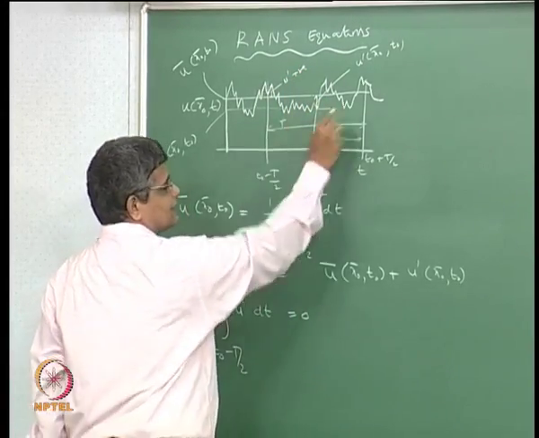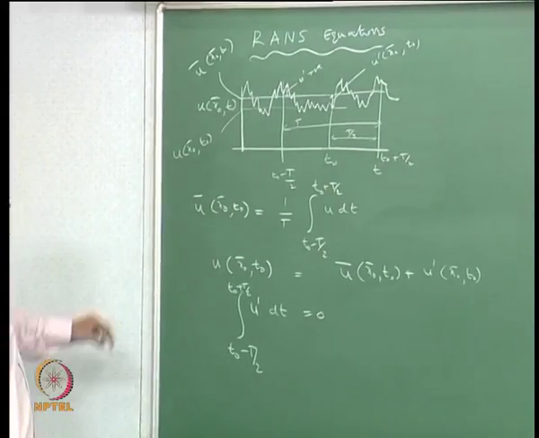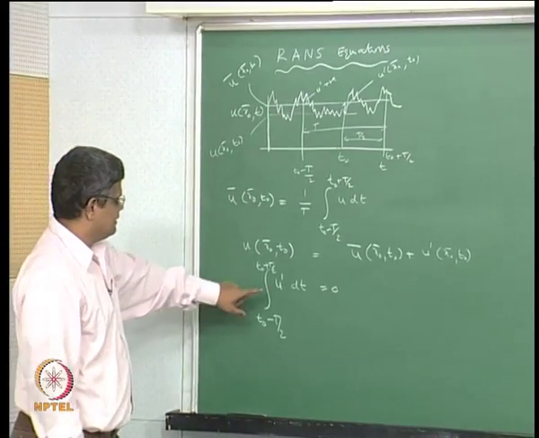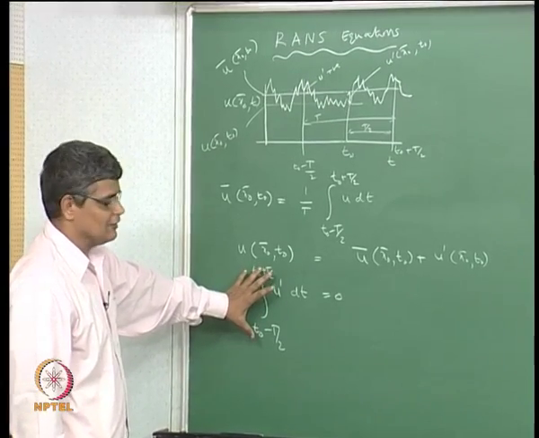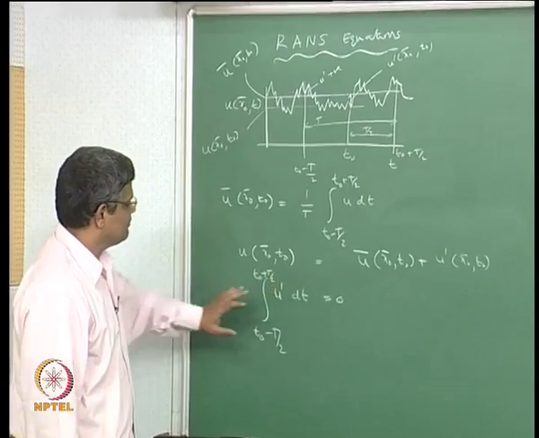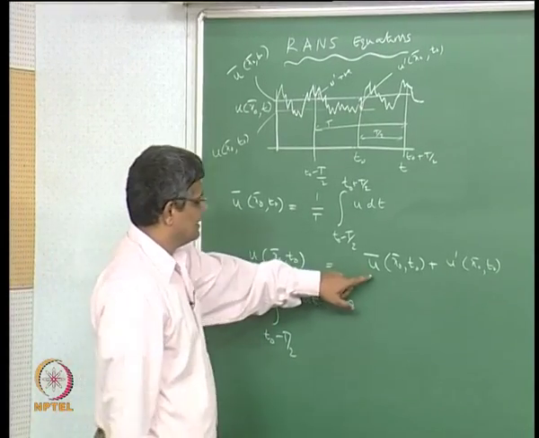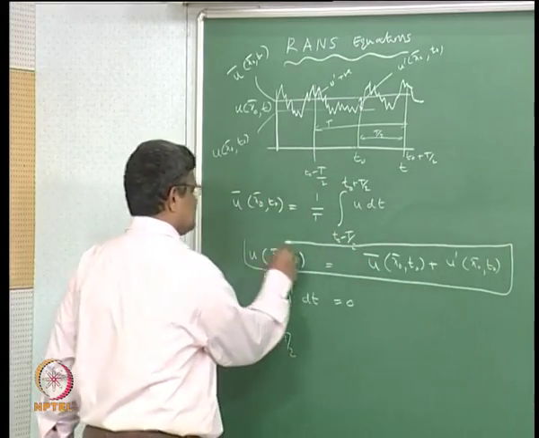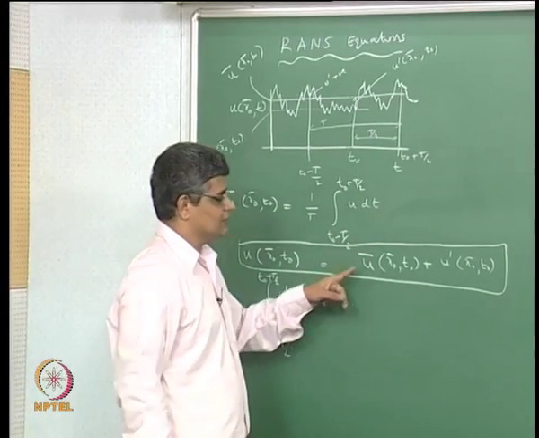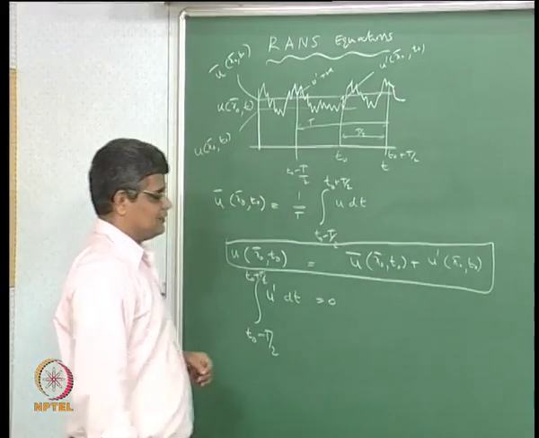So if the averaging is done correctly, then it will be such that the time average of the fluctuating component over that averaging interval will be 0, and we can decompose the instantaneous velocity into time average velocity and the fluctuating velocity.